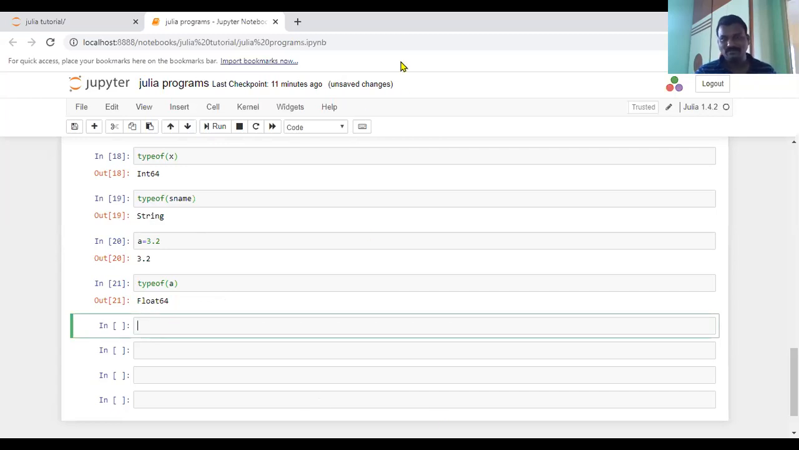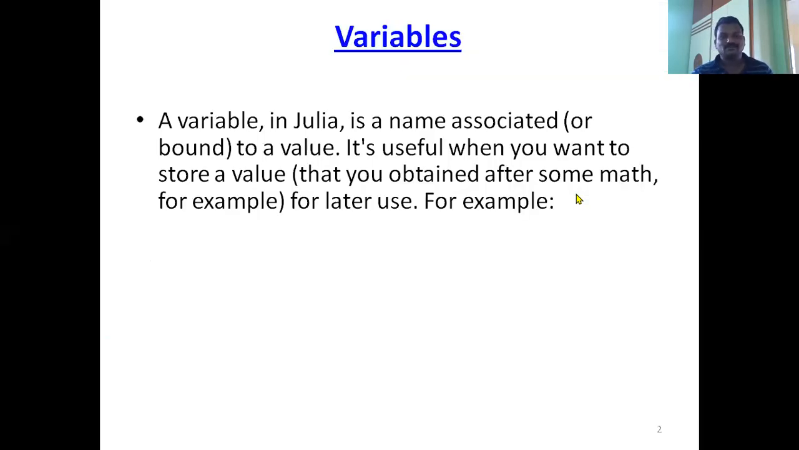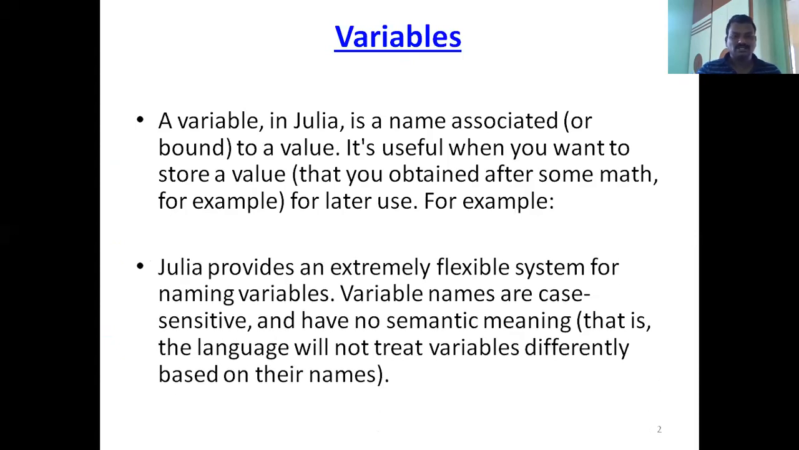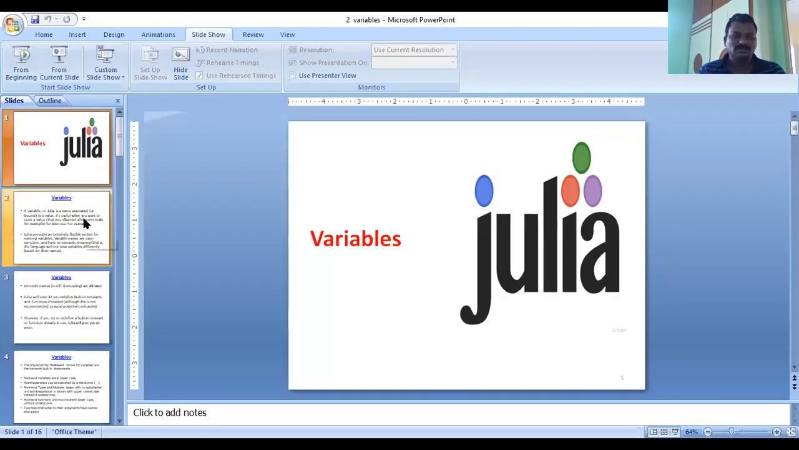In our discussion, a variable is a name associated with a value. Another important point: Julia provides an extremely flexible system for naming variables. The variable names are case sensitive. A name like this, having no meaning, is a simple representation of a variable, which simply stores some values.